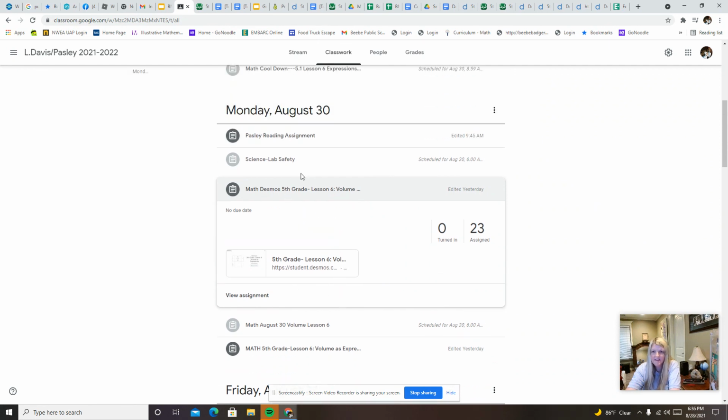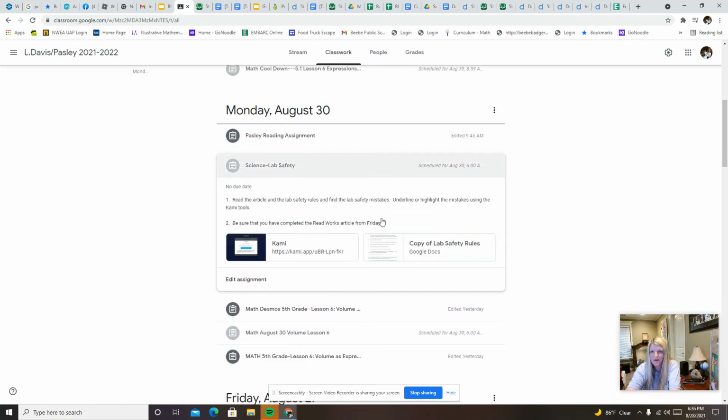And the last thing today for science, I want you to read about lab safety and CAMI. There's a copy of our lab safety rules. Let me know if you have any questions.